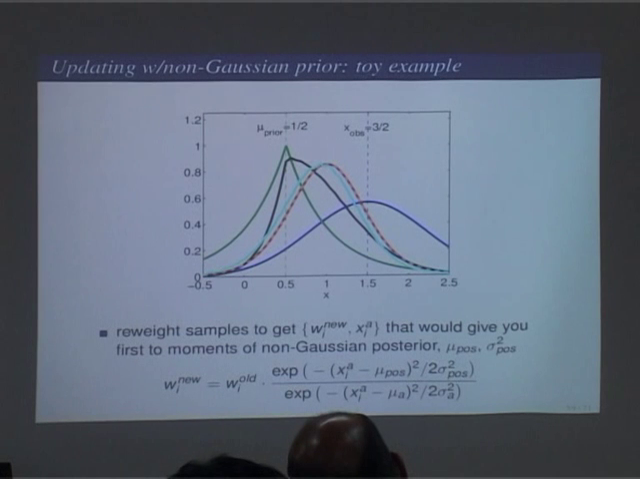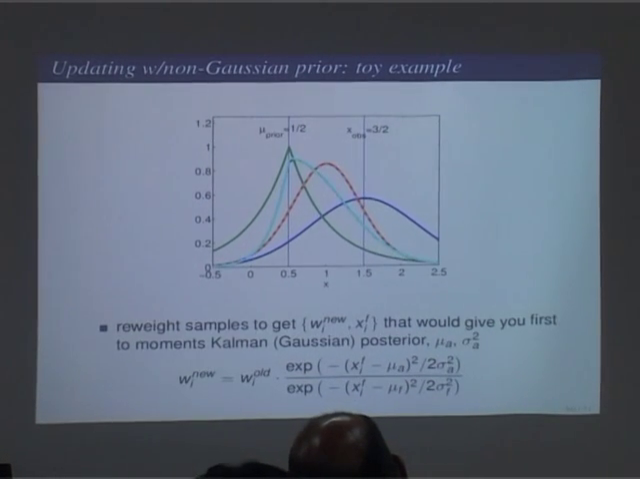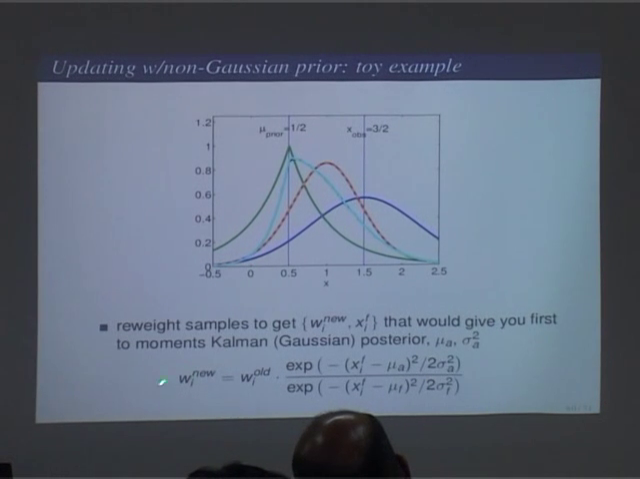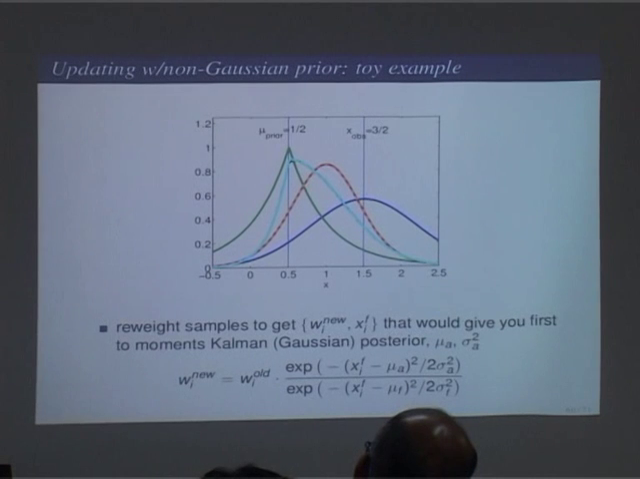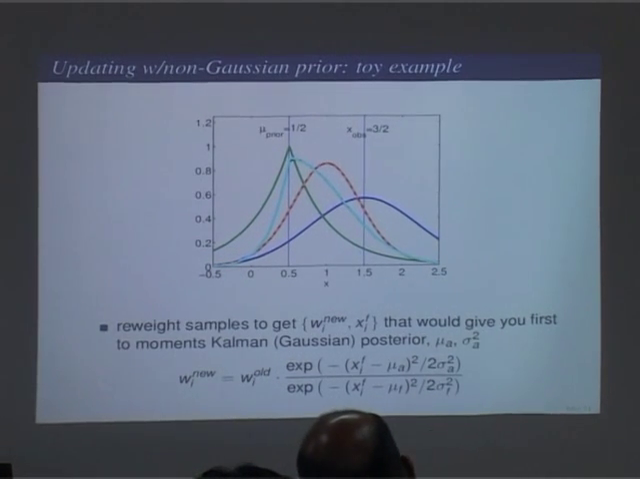Another approach is to do the opposite, to not shift the particles according to the Kalman filter, but just sample from the prior distribution. Right? So here's our prior distribution we've sampled from, or actually an approximation to our prior distribution, a Gaussian approximation to it.